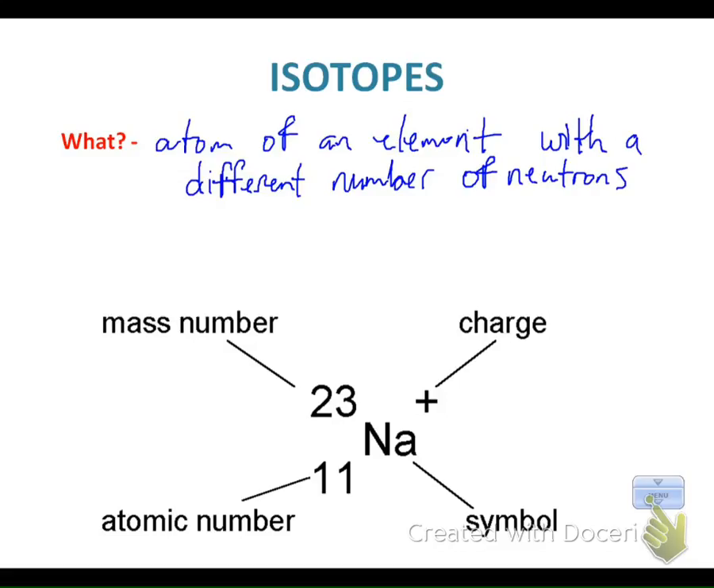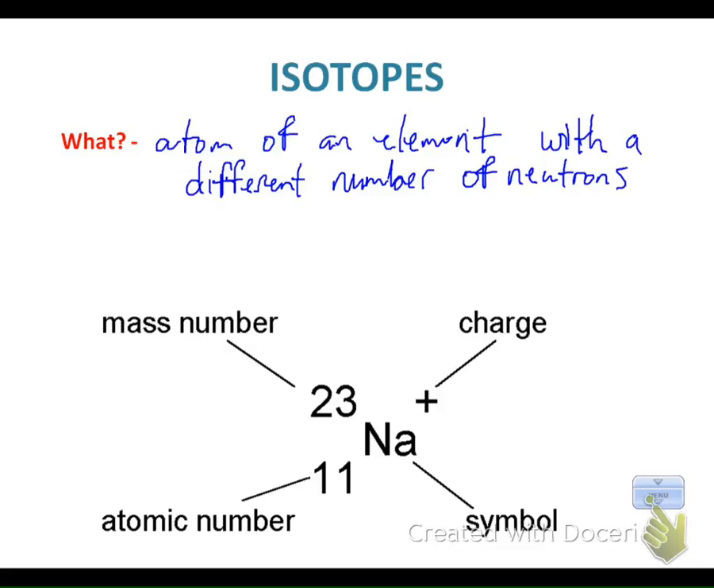So hydrogen, any isotope of hydrogen must have one proton, but then it can have varying numbers of neutrons. An isotope of carbon must have 6 protons, but it can have any number of neutrons. There are some limits on how many neutrons you can have. That's part of nuclear physics. We're not going to get too much into that this year. That's more of an AP topic.